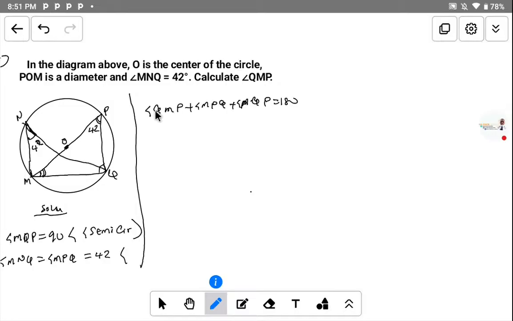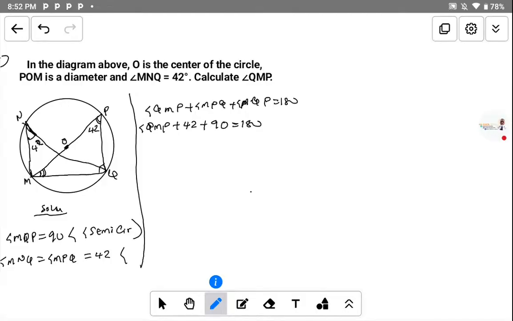You just write the statement: sum of the angles in a triangle is equal to 180 degrees. Now, what is our angle QMP? That is what we're searching for. We don't know this angle here, so just write it back. Angle QMP plus angle MPQ, which is equal to 42, plus angle MQP, which is equal to 90 because it's a semicircle. We have 90 degrees, which is equal to 180.